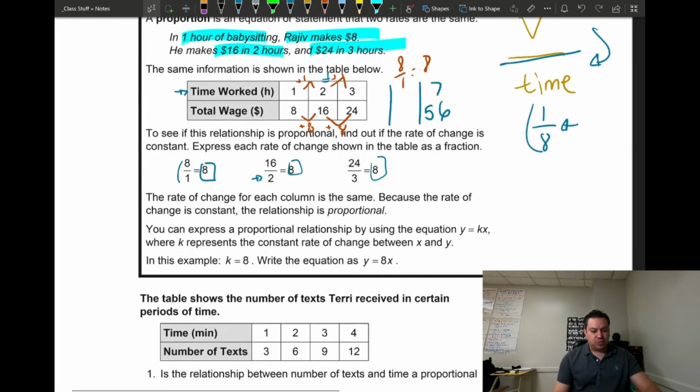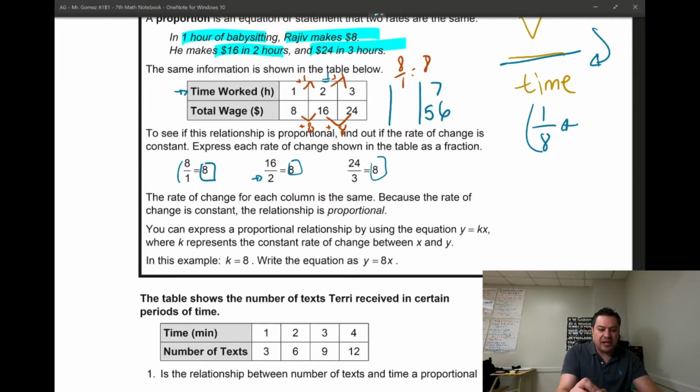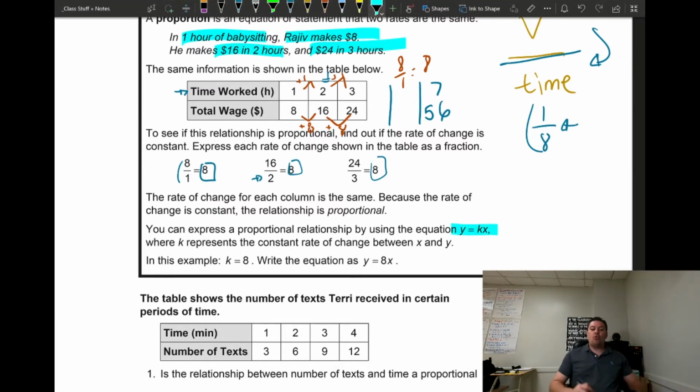It says you can express a proportional relationship by using the equation. See, now we have an equation, y equals kx. Okay? Now pay attention. Every letter is a different value. Okay? It says where k represents the constant rate of change between x and y.